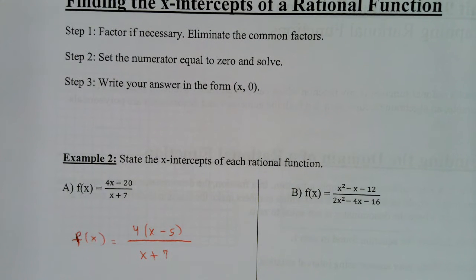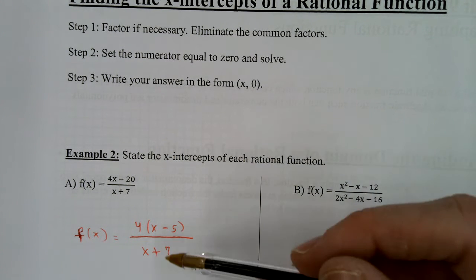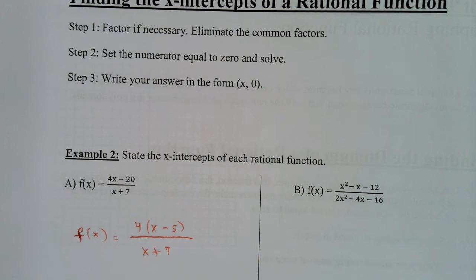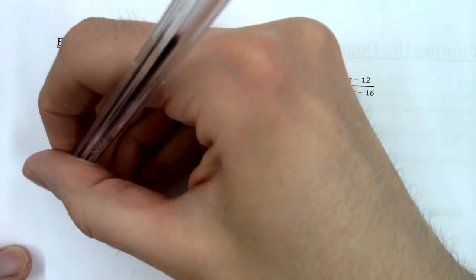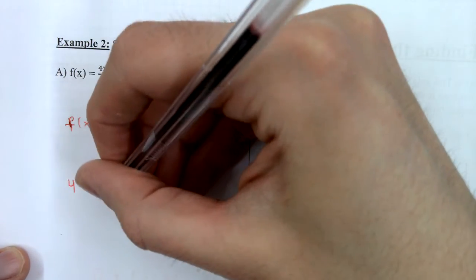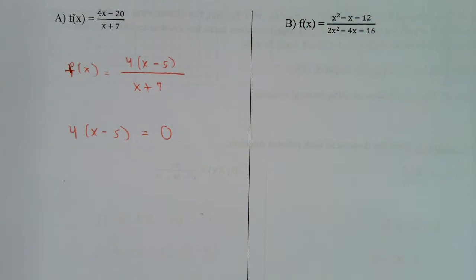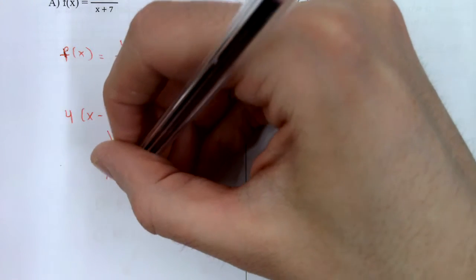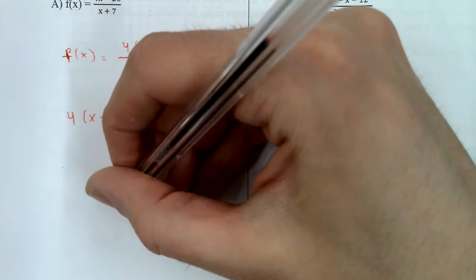Now remember, for the x-intercepts, you're going to set the numerator equal to 0 and solve. If the numerator is 0, then this whole thing is 0. So you're going to set the numerator equal to 0 and solve. 4 times x minus 5 equals 0. So either 4 equals 0, which you can ignore, or x minus 5 equals 0, which gives you x equals 5. That is your x-intercept.